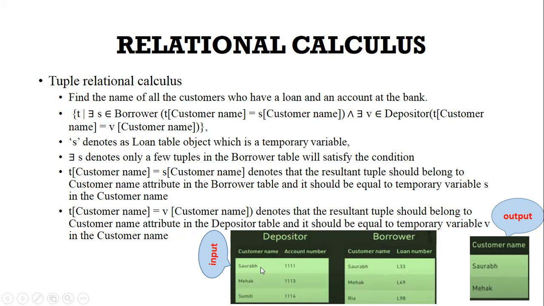So you see here in the depositor table, Surab is there and Megak is there and Sumati is there. But in the borrower table, only Surab and Megak are there. Sumati is not there. So commonly Surab and Megak are there. So that will be displayed as the output.